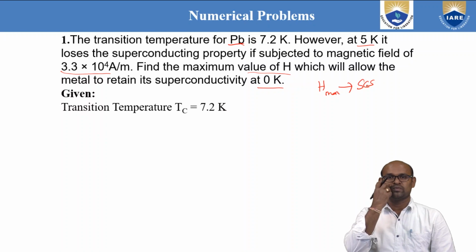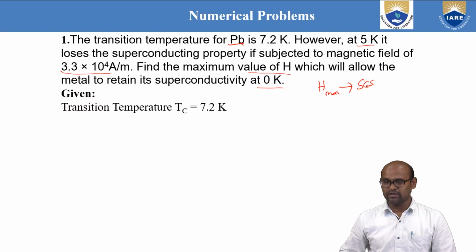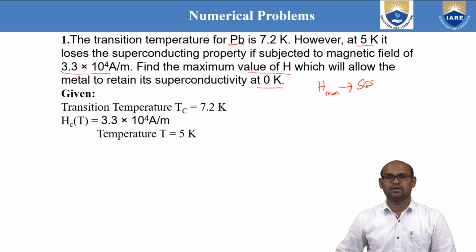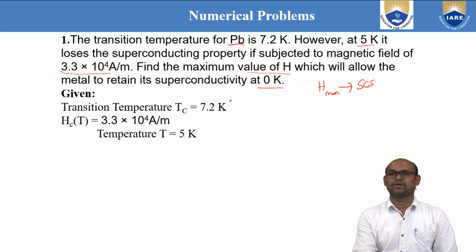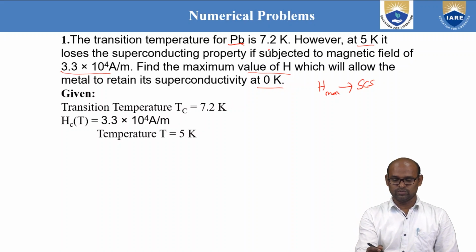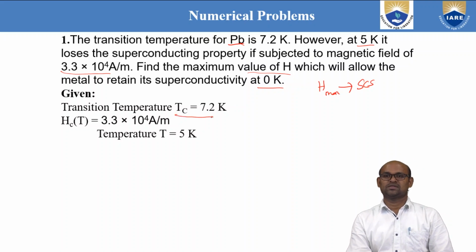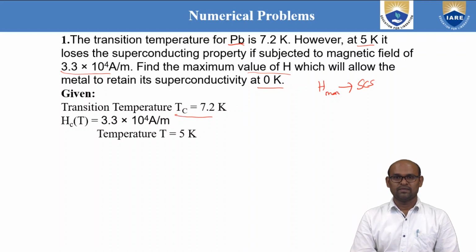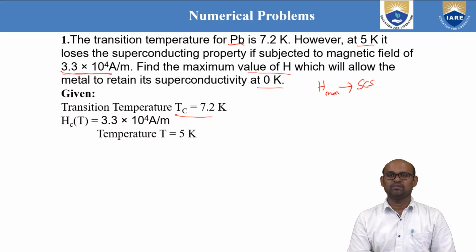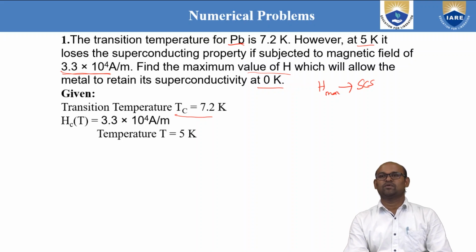So first we have to start with the given. Whatever inputs are given, we have to mention those inputs. They have given the transition temperature for lead is 7.2 Kelvin. So the transition temperature is Tc, and Tc is given as 7.2 Kelvin. And then the critical field is given as 3.3 into 10 power 4 amperes per meter.